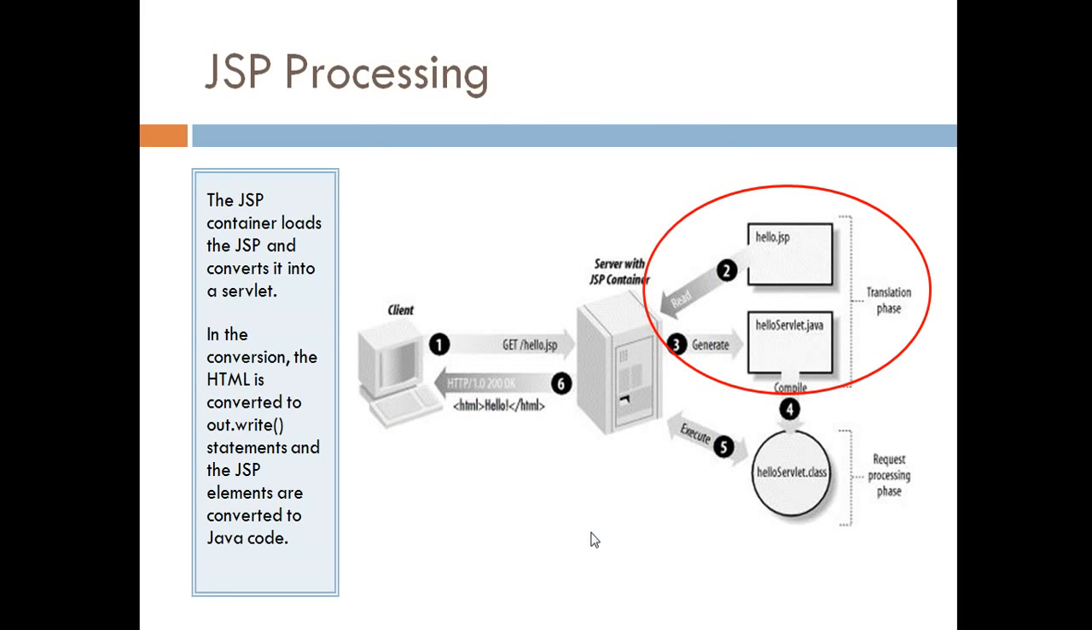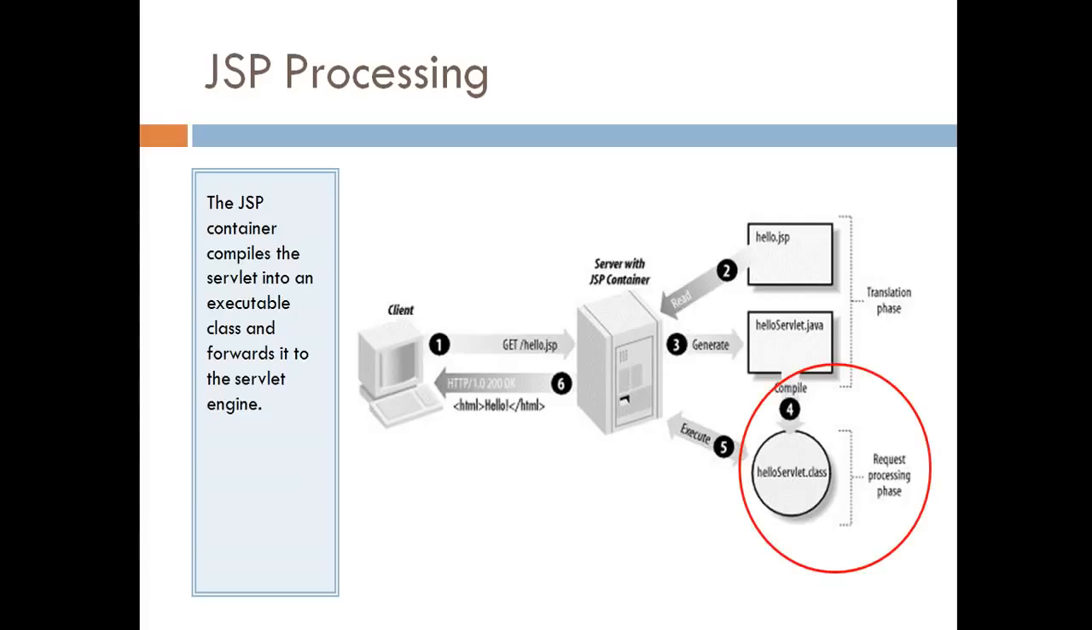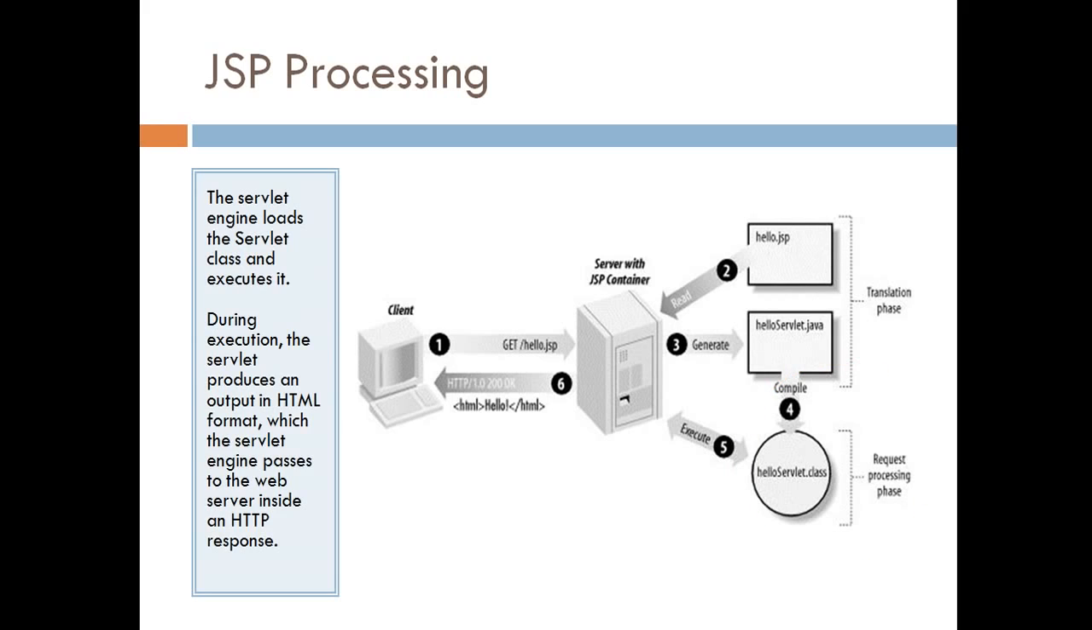And the JSP elements that contain the Java code are converted to Java code. Next, the JSP container compiles the servlet into an executable class, and it forwards it to the servlet engine. The servlet engine loads the servlet class, and then it executes it.